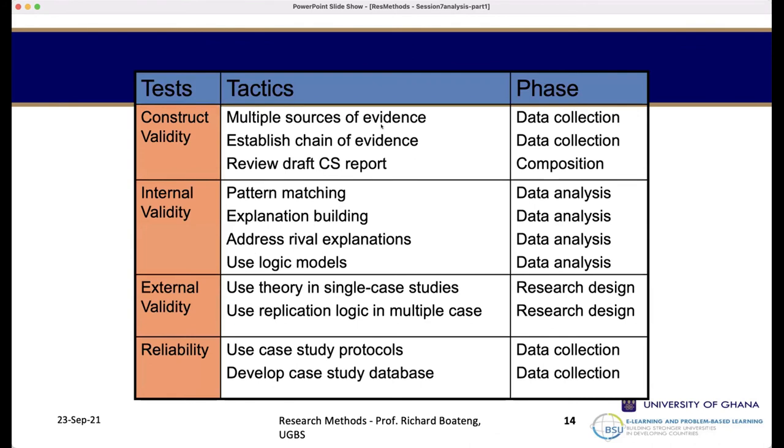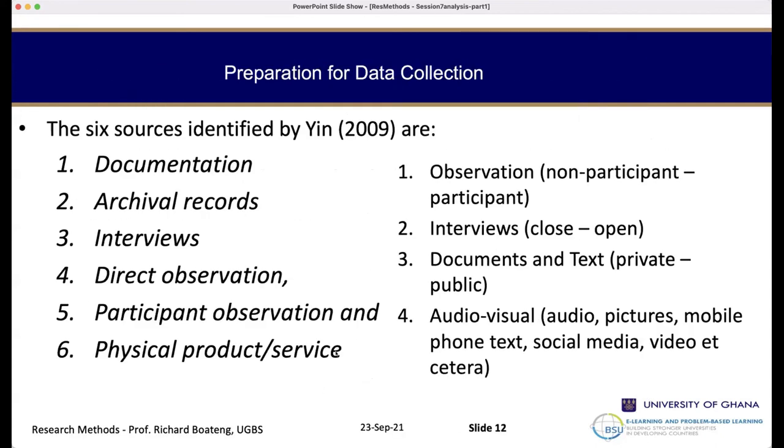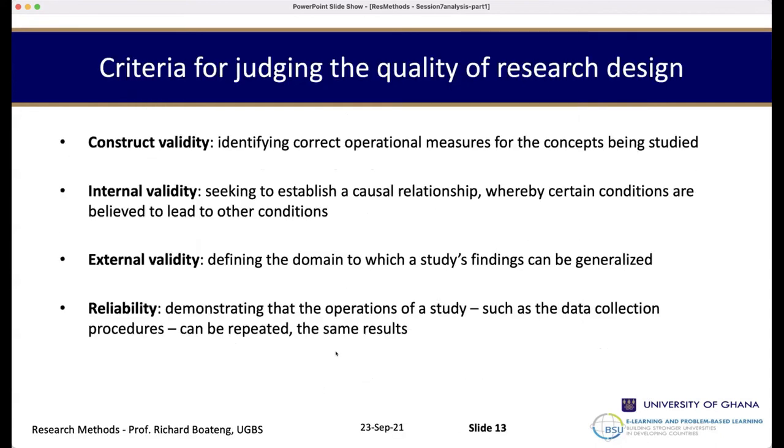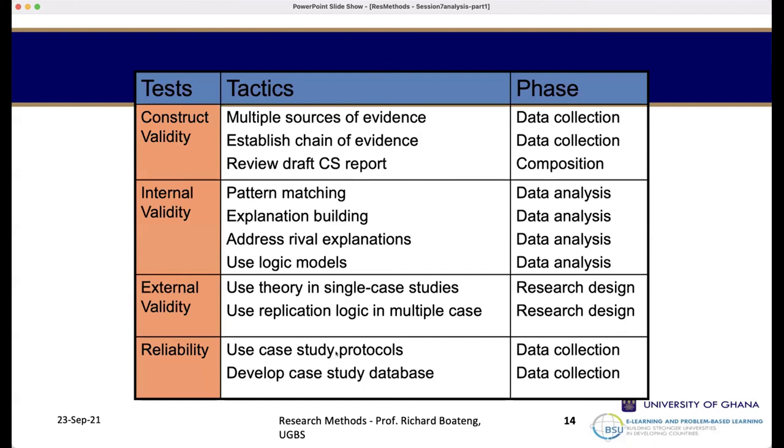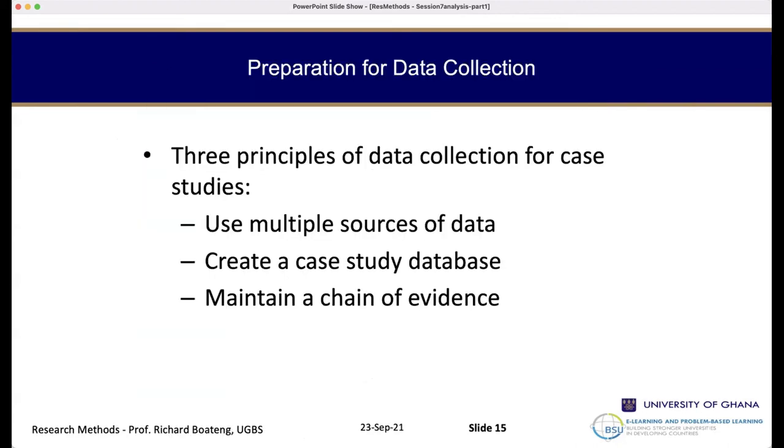Okay, so look at it. Multiple sources of evidence, construct validity; a chain of evidence, construct validity; reviewing your case study report, construct validity. So all three that we saw in the next slide are for construct validity. But you see, the same thing can also be for reliability. It can enhance reliability. Then it can also enhance part of external validity. So these things that we are putting together matter.